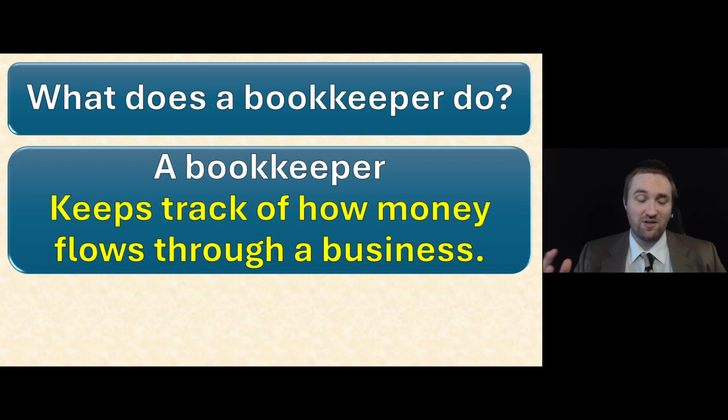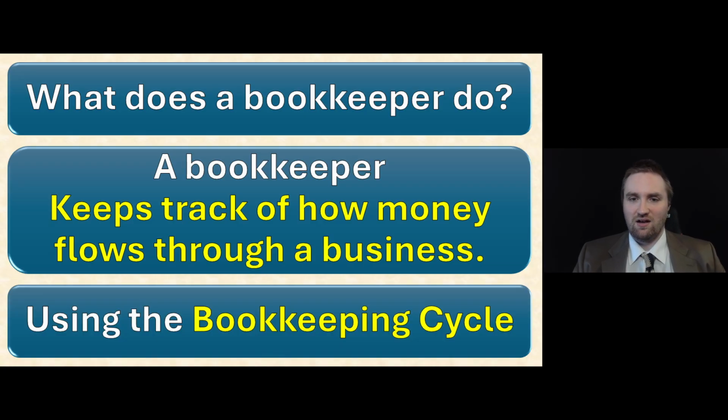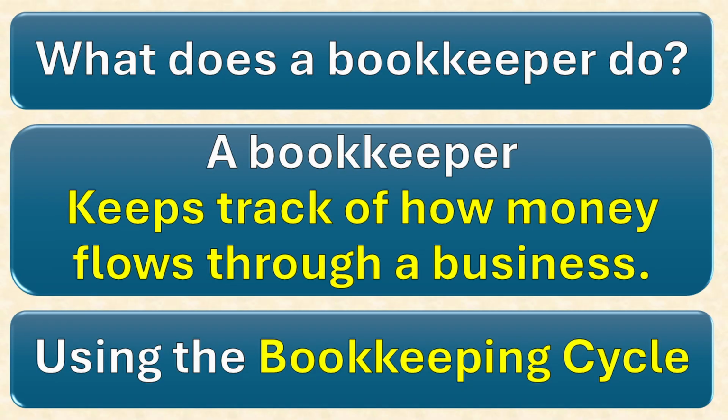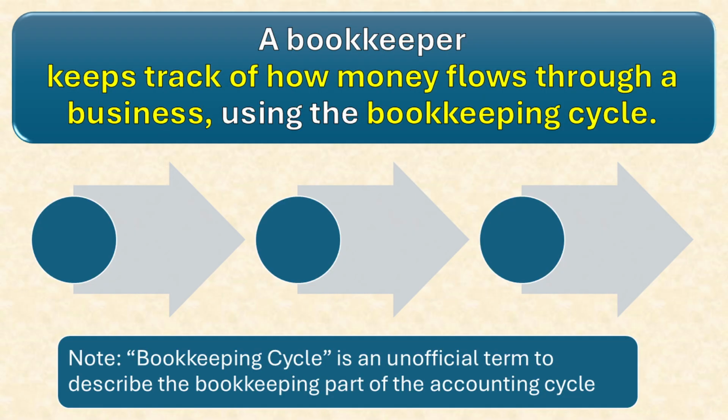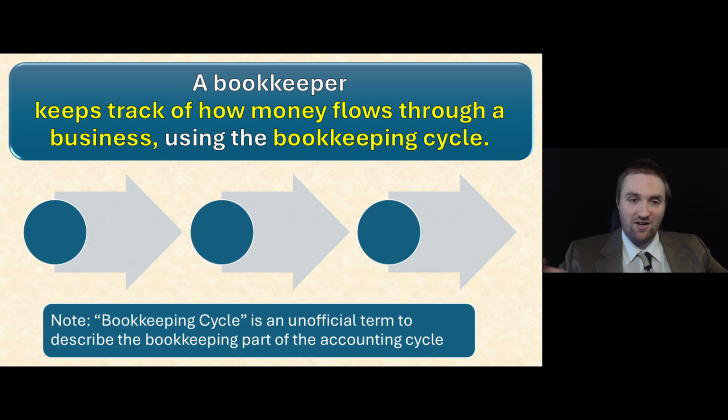As you might imagine, a bookkeeper is the person who keeps track of how money flows through a business. More specifically, they do this by going through what I call the bookkeeping cycle. Don't worry if none of the following makes sense right now. I'll cover it properly in the future, but the idea is this. Bookkeeping cycle is an unofficial term to describe the bookkeeping part of the accounting cycle. The bookkeeping cycle typically happens on a monthly basis and goes as follows. And once again, if none of this makes sense, we'll be going over it. I just want to introduce it.